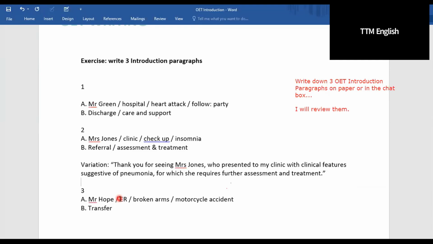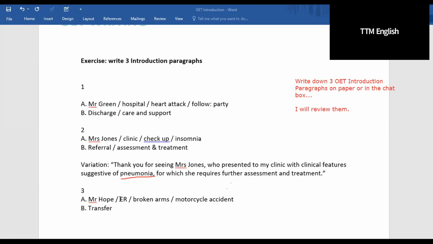Nice one sentence variation there. Chauvin says, I'm writing regarding Mr. Green, who admitted to hospital due to a heart attack. Chauvin, nice to see you in class. Yes, no sir, heart attack. Yeah, so countable, and it's general. So a heart attack following a party. Yeah, he's going to be discharged today and requires your further care and support.